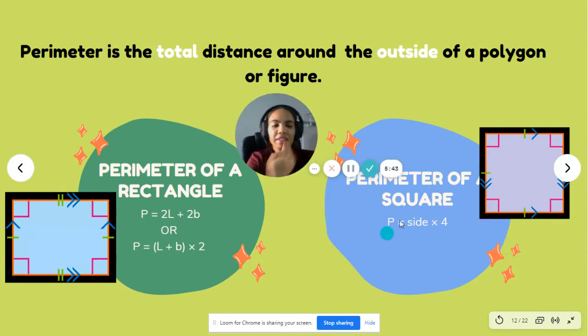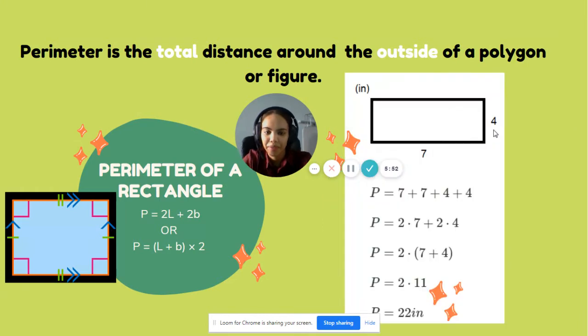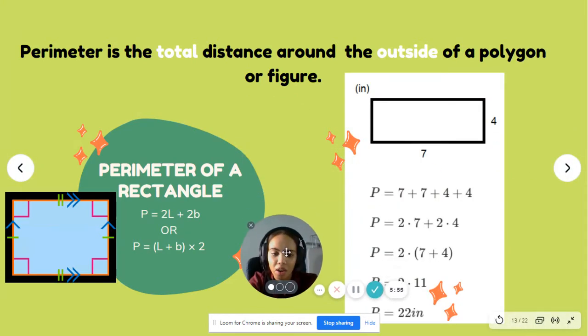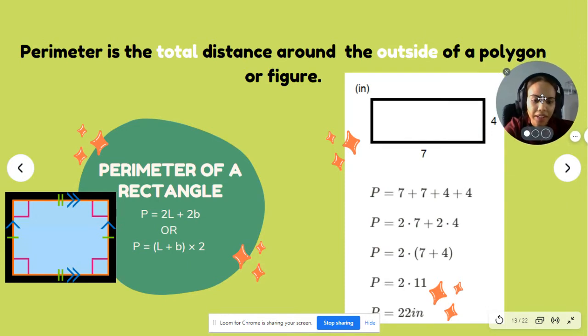Then we have the perimeter of a square. All sides are equal, so side times 4. Easy to remember. Let's look at this example. Very quickly, we have a rectangle. It's 7 inches long and 4 inches wide. So the perimeter would be 7 plus 7 plus 4 plus 4, which is 22, or 7 plus 4 is 11, times 2 is 22.